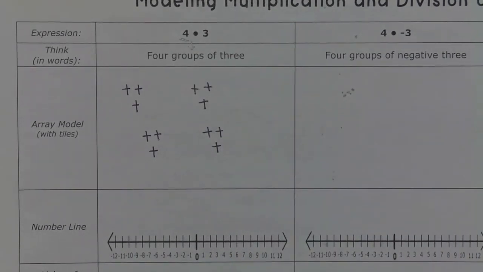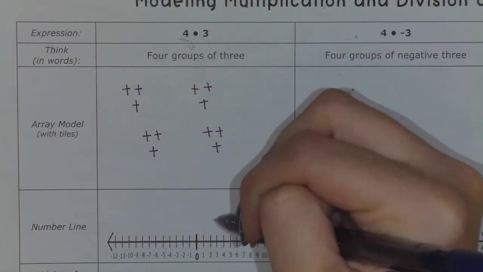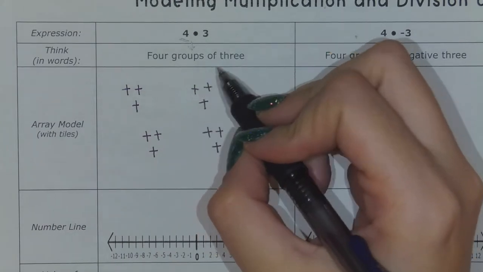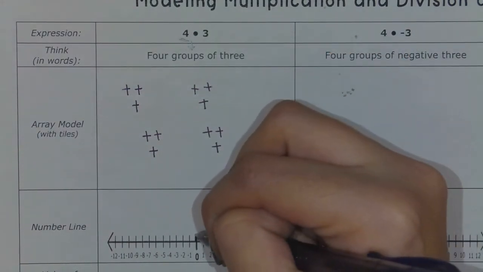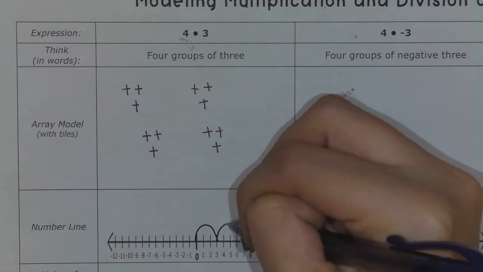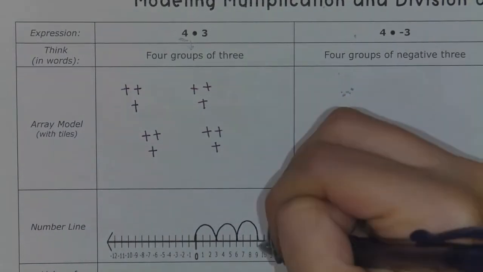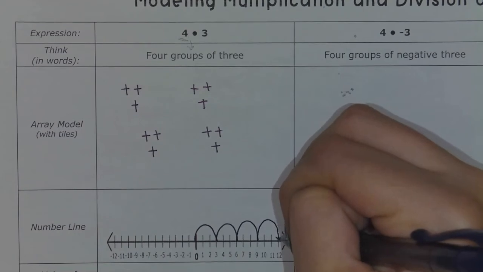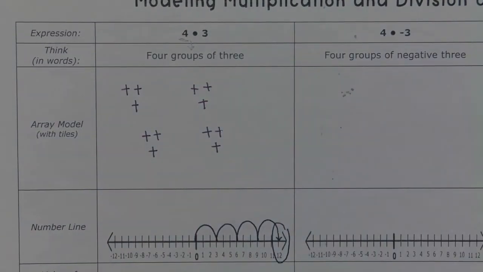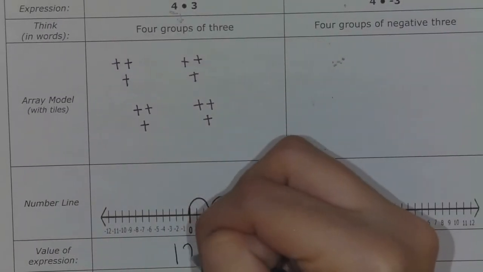And just like with our last number lines, we're always going to start at the number 0. So my bunny is going to hop 4 times because I have 4 groups. And each time he hops, he's going to hop 3 spaces. So it would be 1 hop or 1 group, 2 hops or 2 groups, 3 hops or 3 groups, 4 hops or 4 groups. So 4 groups of 3, or 4 times 3, gives me a value of 12.